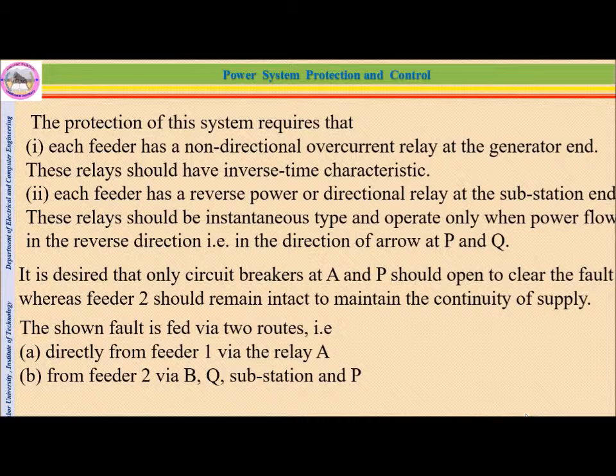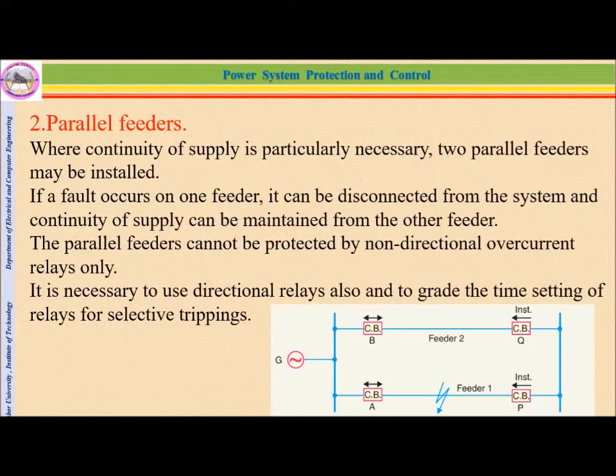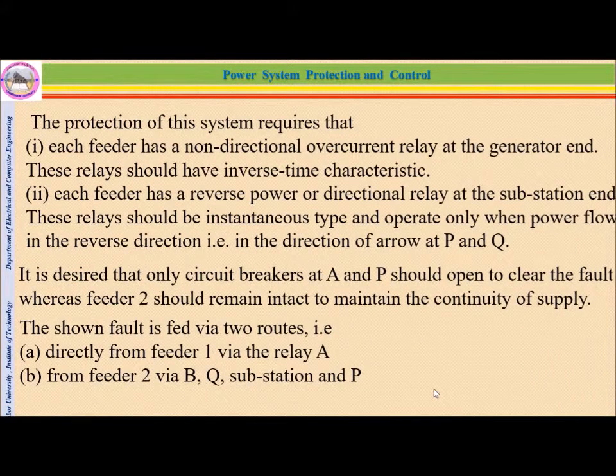So it's desired that only the circuit breakers at A and P should open to clear the fault, whereas feeder 2 should remain intact to maintain the continuity of the supply. You can see, if the fault happens on feeder 1 at this point, as you can see here, in this condition circuit breakers A and P must be isolated or opened from the system. The other will continue the remaining supply. So in this condition, the substation gets the power by circuit breakers B and Q. So there is no interruption in this condition.